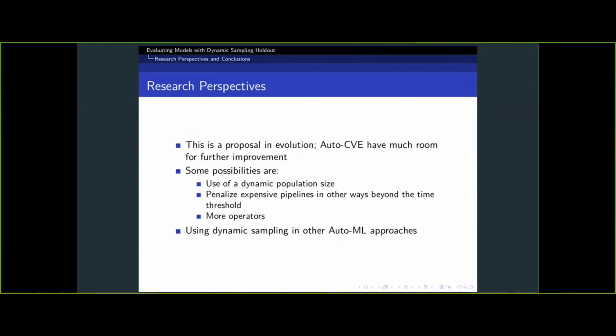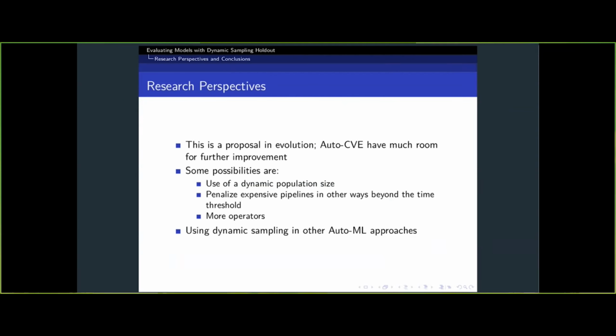Now, talking about some research perspectives, the Auto-CVE is a proposal in evolution, and we think there is much room for further improvement. In this sense, we can think about some measures to reduce the computational time even more. One option can be using a dynamic population size and reducing it as the evolution goes. Another option can be to penalize expensive pipelines based on the computational time. Should we just discard pipelines which need more than 60 seconds?